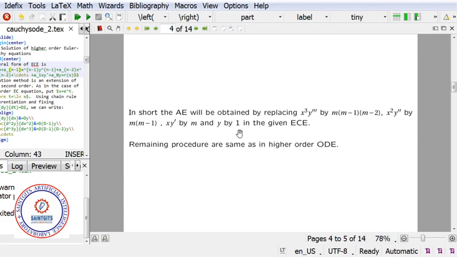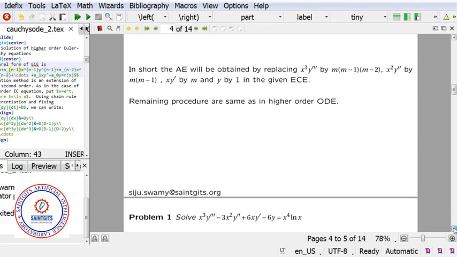In the given Euler Cauchy equation we will get the auxiliary equation, and the remaining procedure is the same as in higher order ODE, because when we put all these transformations, our Euler Cauchy higher order differential equation reduces to an ordinary differential equation of higher order.